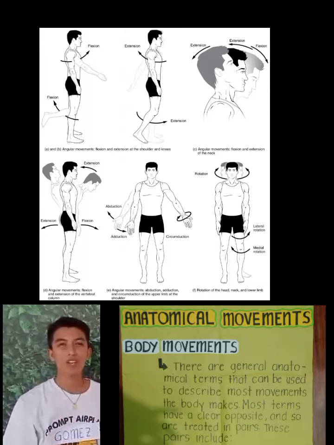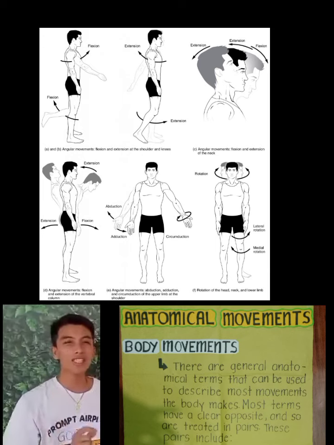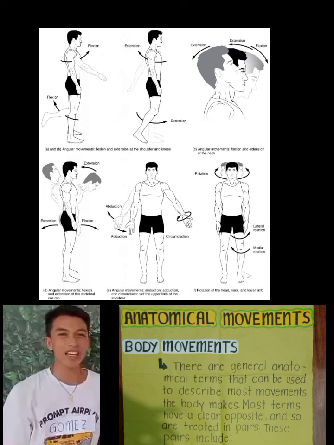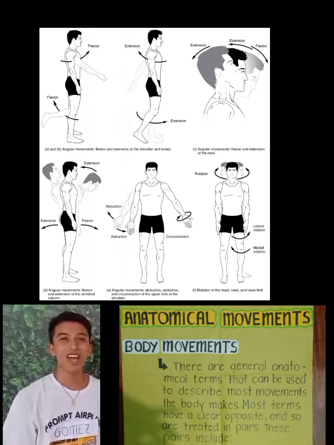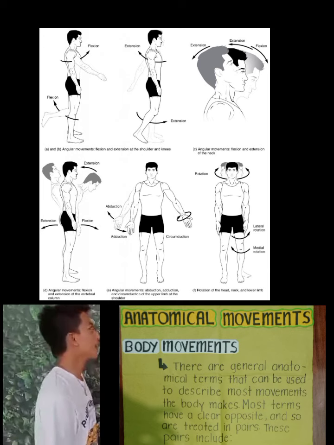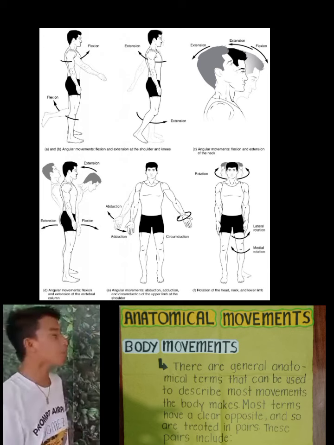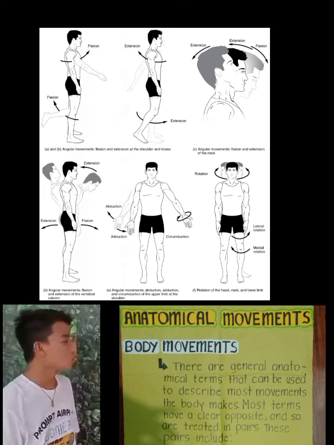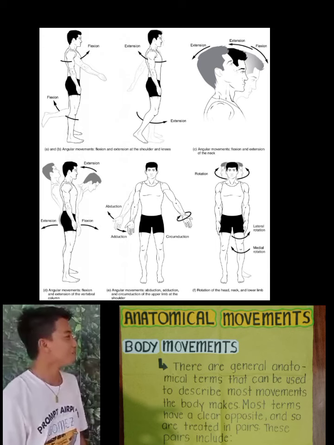Today, I will tackle all about the anatomical movements. What are anatomical movements? Anatomical movements describe the action of the muscles upon the skeleton. Anatomical movements are the body movements. There are general anatomical terms that can be used to describe most movements the body makes.